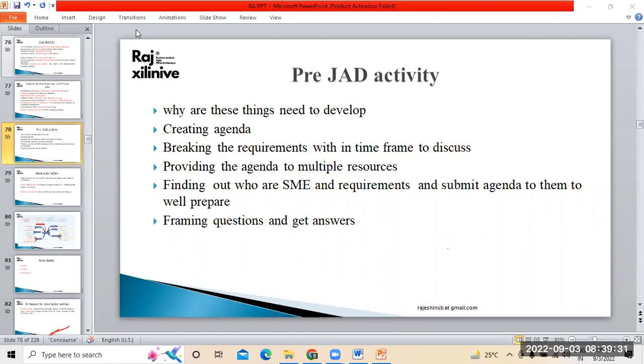So this is where we generally break down the requirements. When you are breaking down the requirements, how we generally do it, I'll tell you. Let's say there is an application we are developing.